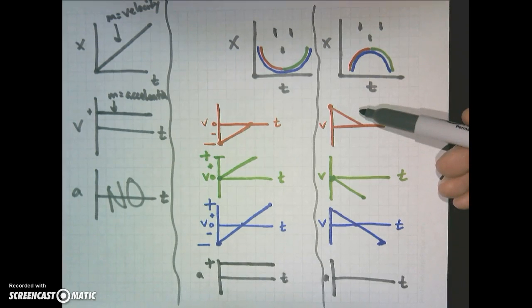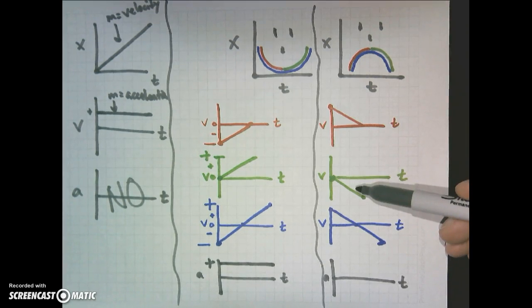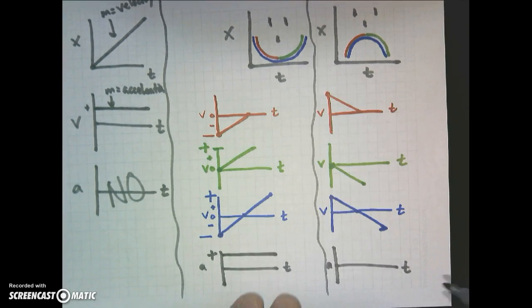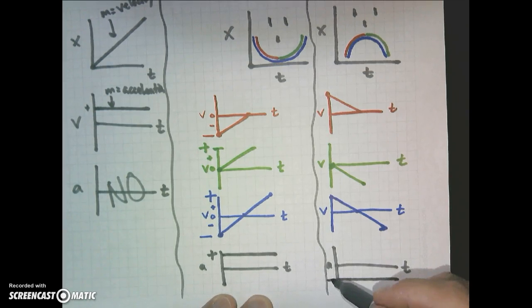What kind of slope is this? What kind of slope is that? What kind of slope is that? All of those are negative. Therefore, constant negative accelerations. Okay? So that's pretty much it, guys.